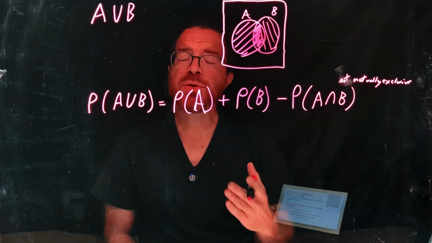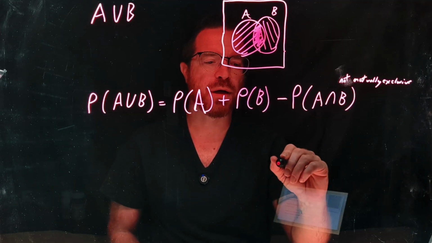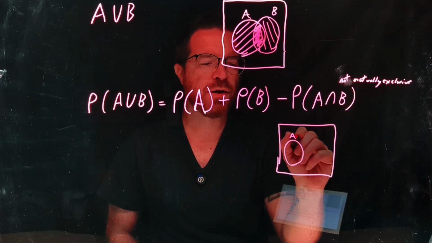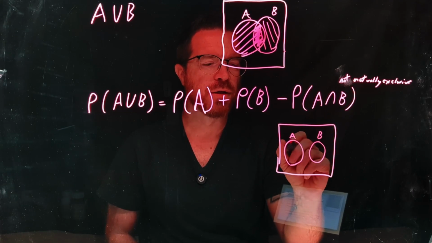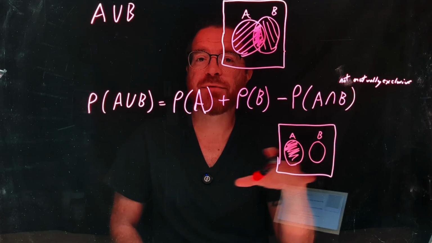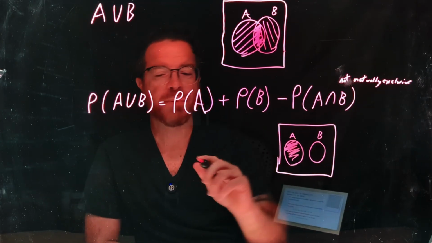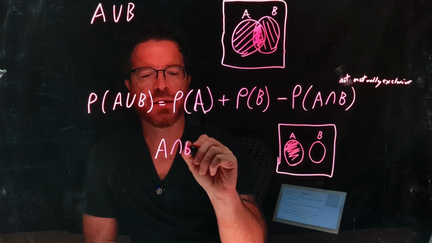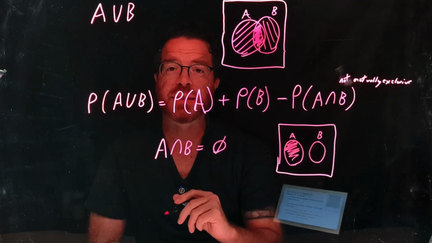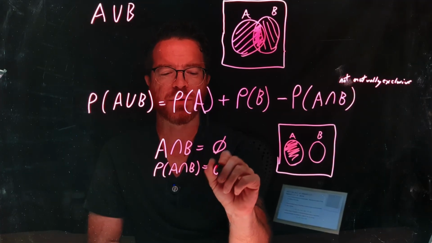If you remember, mutually exclusive just means that if one event occurs, the other could not have occurred. So an example of mutually exclusive events drawn in a Venn diagram would be something like this. You've got A over here, you have B over here. If I have something that's in A, it cannot be in B because they are mutually exclusive. They have no overlap. So for A and B, there's nothing that A and B both share. This would be the empty set, meaning that the probability of A and B is equal to 0.